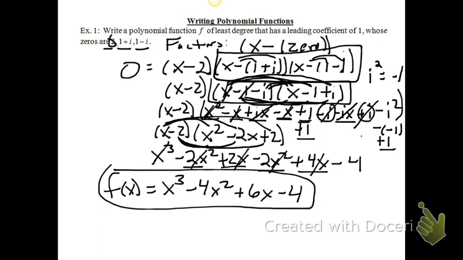I'm going to do one more with you because these can be kind of tricky. So hopefully this will help. Let's take a look at example 2. Let's write a polynomial function f of least degree that has leading coefficient of 1 with zeros of 1, negative 1 plus i, or excuse me, negative 2 plus i, negative 2 minus i.